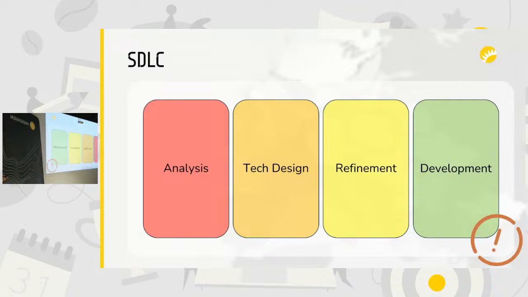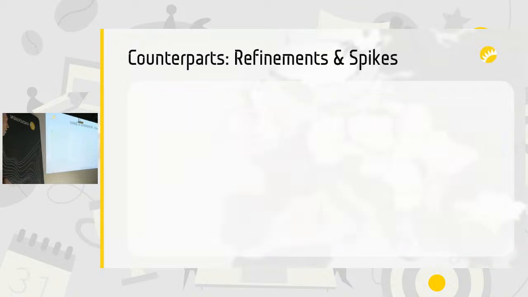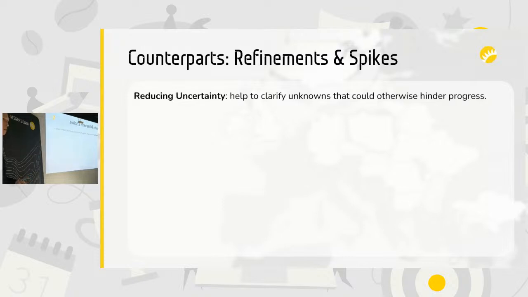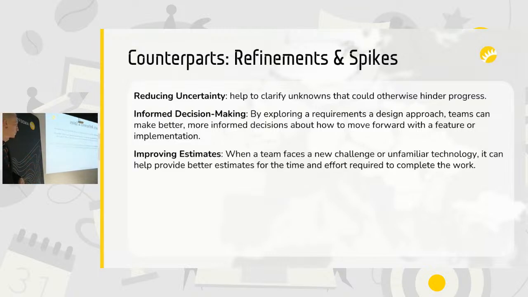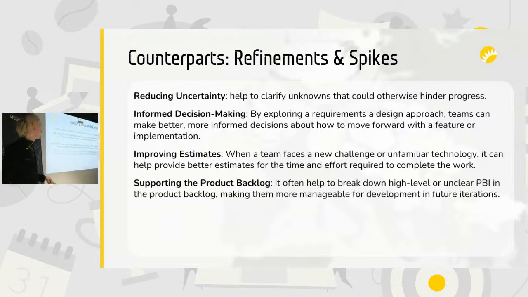And still, if we have this refinement, what's the difference between them? Maybe we need to check how it differs from refinements and spikes. But first of all, we need to check what is the same. They reduce uncertainty, all of them. This is clear. We are not talking about this. And informed decision making. Yes, again, all of them have this feature. Improving estimates. Of course, they improve estimates. Supporting product backlog, for sure.